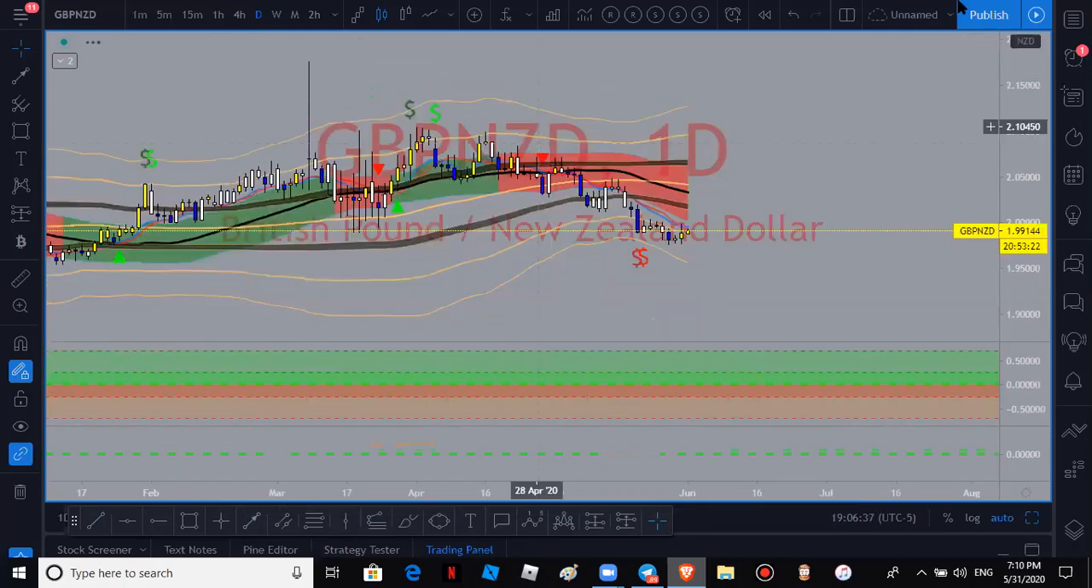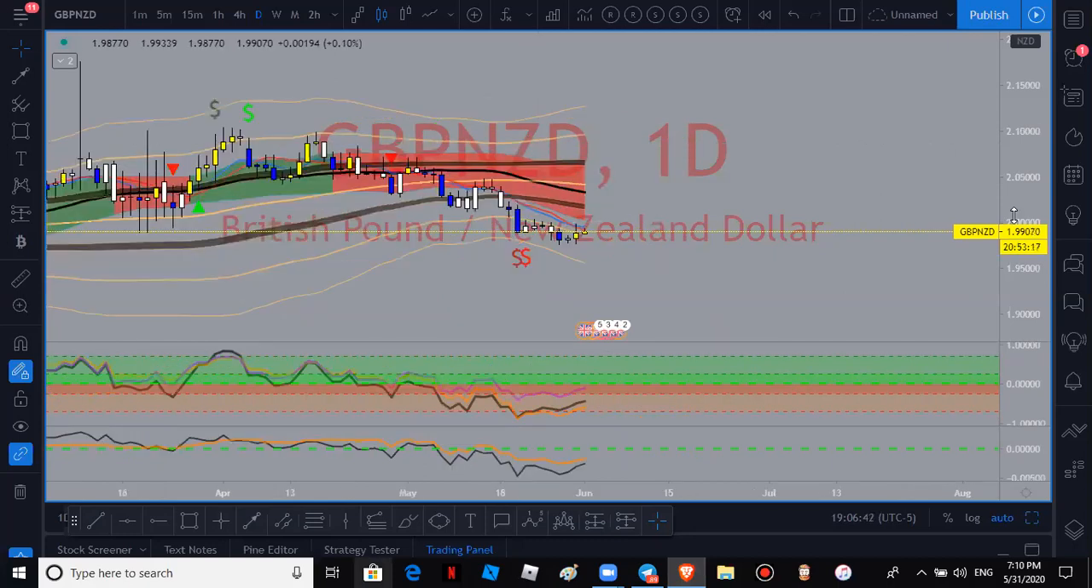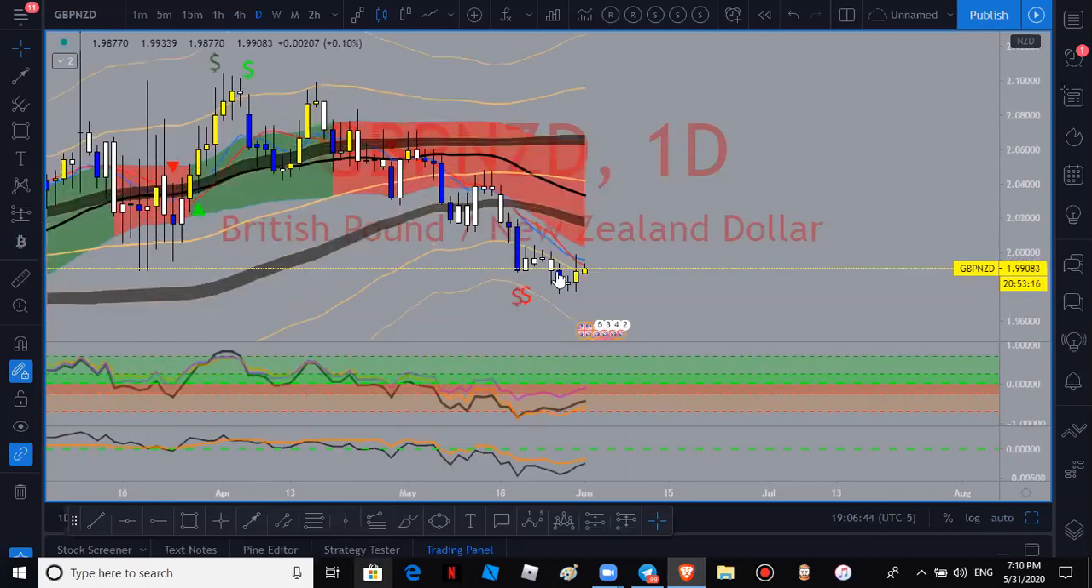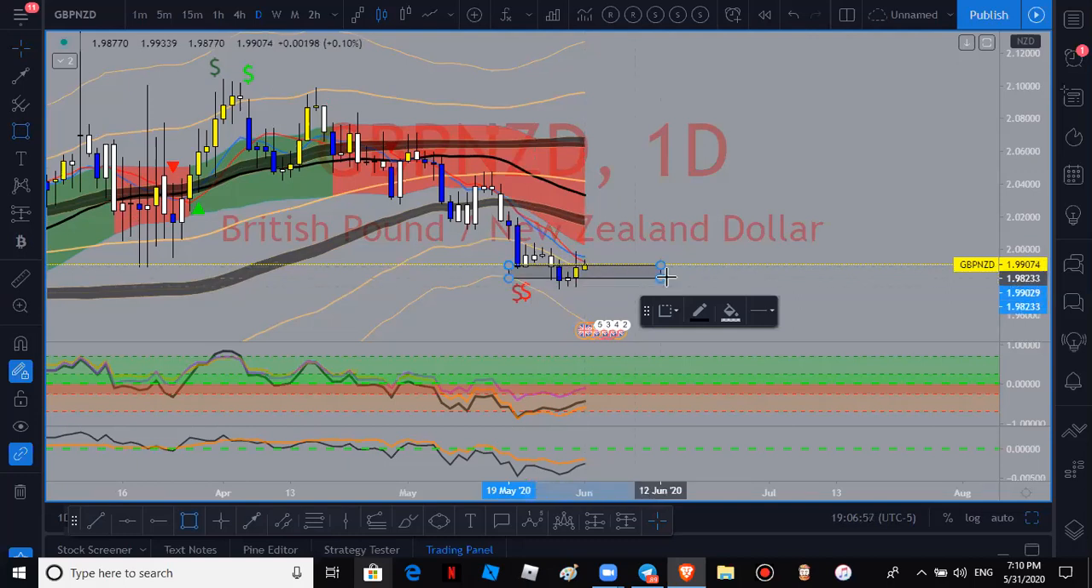I have not looked at this on a daily time frame in a while, and wow, it looks like the same thing on the AUD pairs, basically. Price has just been consolidating. Not really consolidating, but it's been just chilling in this general area right here. Just draw this box out. Just been chilling at this general area right here.